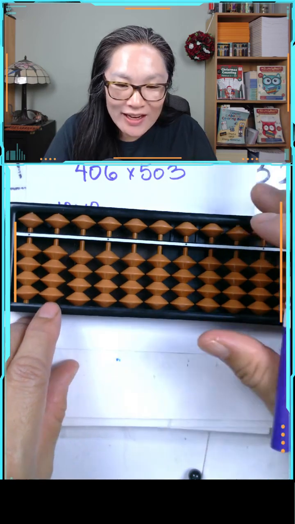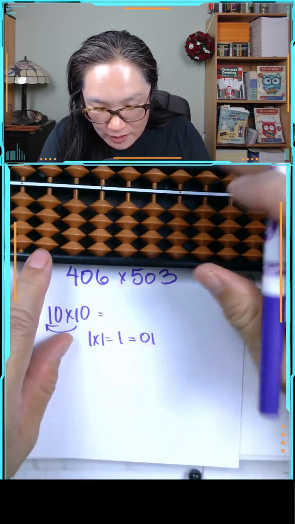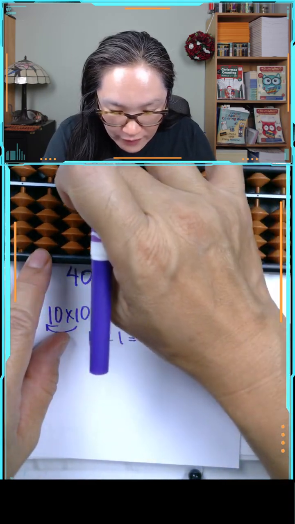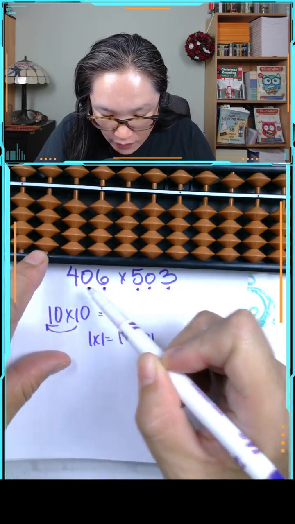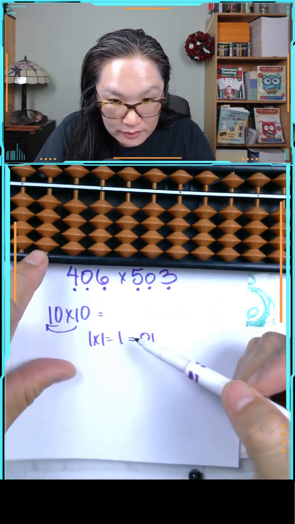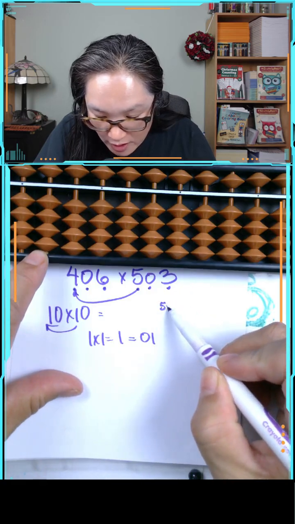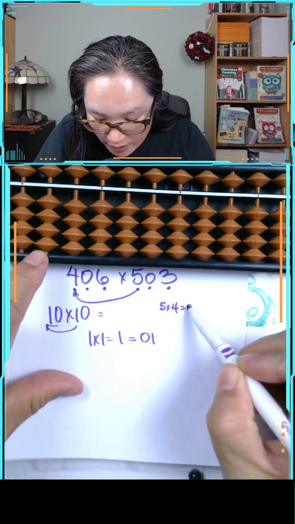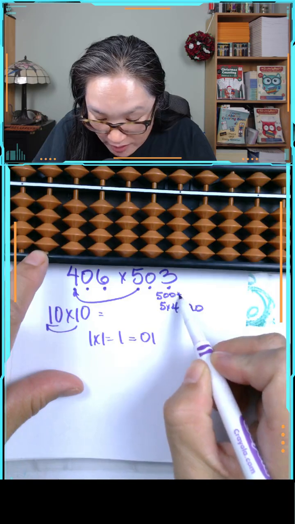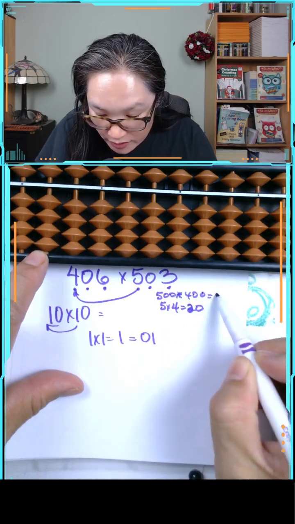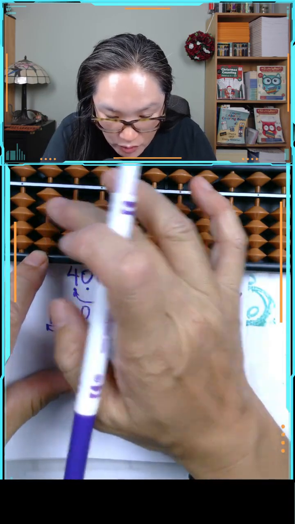Okay, I want to do it this way. 1, 2, 3, 4, 5, 6. Why? Because we have 1, 2, 3, 4, 5, 6. Yes, 5 times 4 is equal to 20. So again, we are not going to worry about the hundreds, right? We're not going to say 500 times 400 is equal to 20,000. Because all we have to do is 2 and a 0.